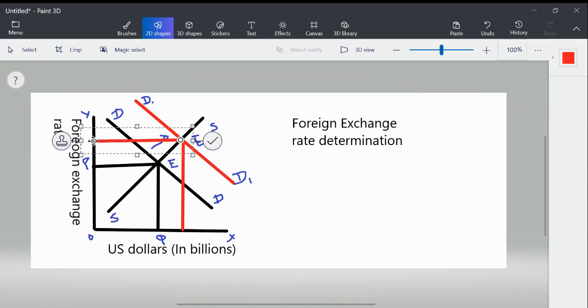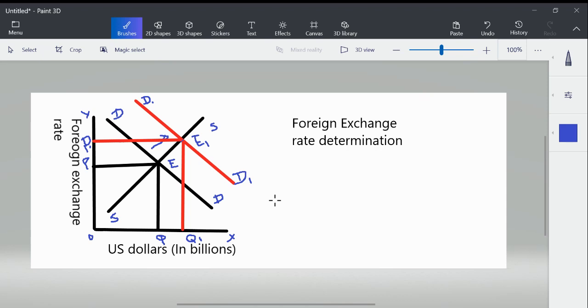The new foreign exchange rate is determined at the new point, which is known as P1. So P1 becomes the new exchange rate, and at this exchange rate, the quantity of US dollars bought and sold, or the quantity of US dollars entering the Indian economy, is Q1.